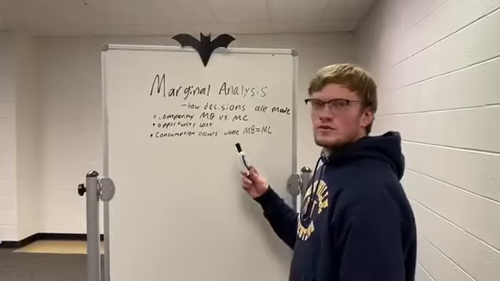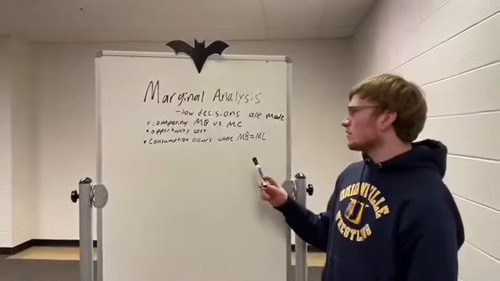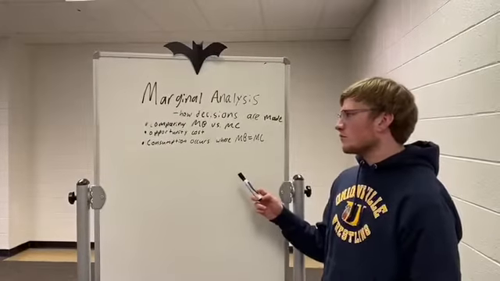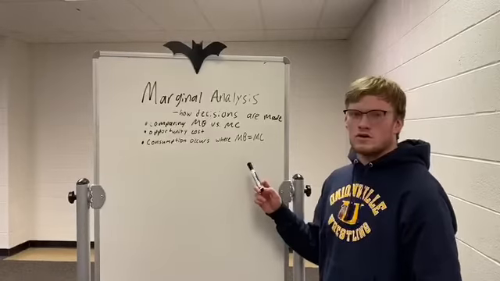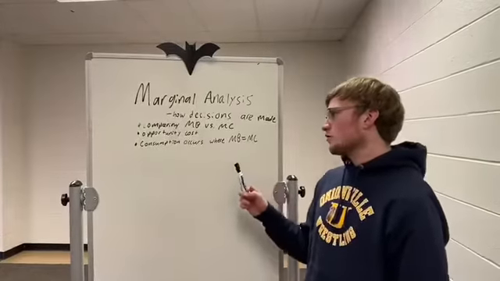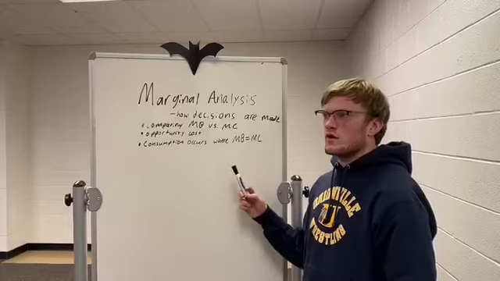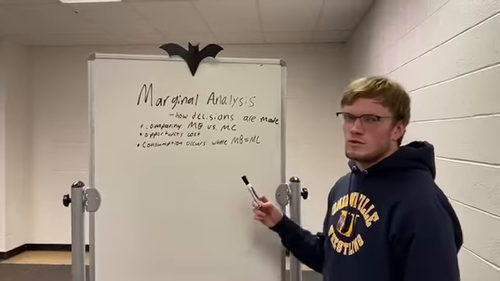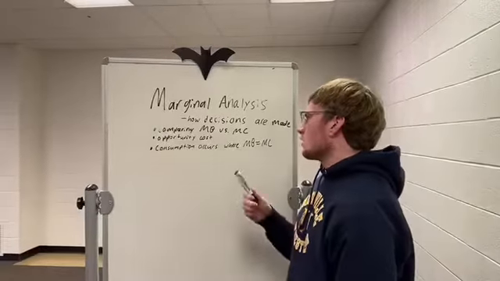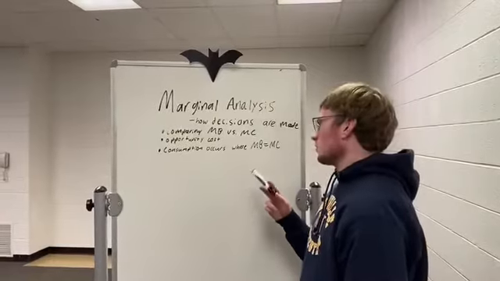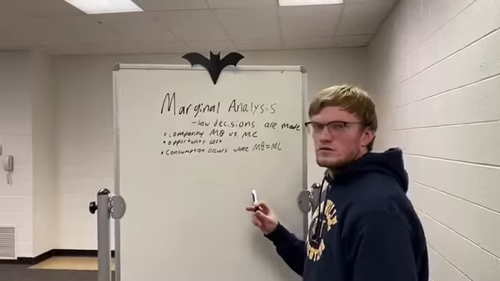Here we have marginal analysis. Marginal analysis is how humans make financial decisions. Marginal analysis is done by comparing marginal benefits and marginal costs. In addition to marginal costs, we also have opportunity costs, which is the cost of the next highest opportunity that someone could be doing at the moment. Consumption typically occurs when marginal benefits equal marginal costs in a situation.